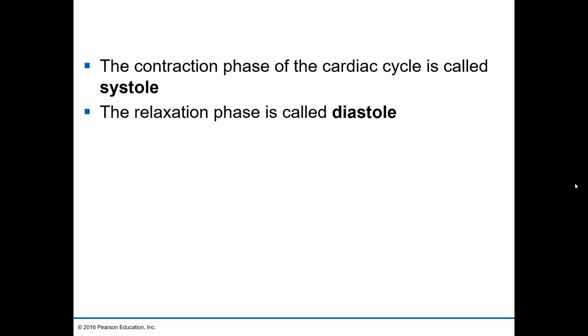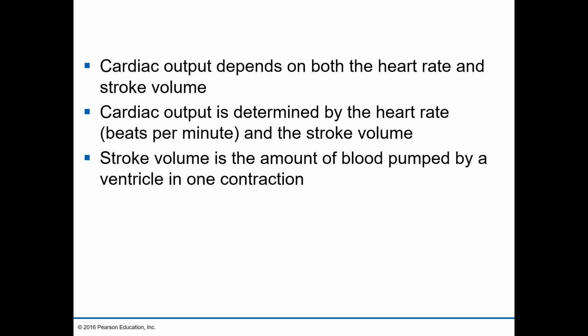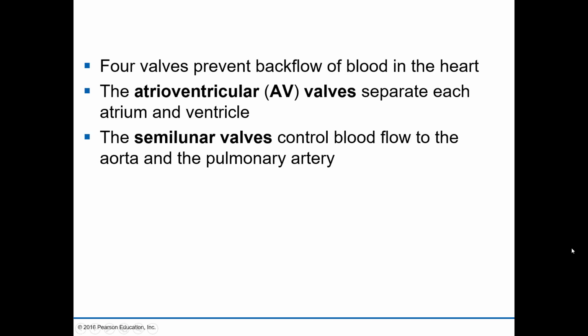The contraction phase of the cycle is called the systole. So when the heart squeezes, it's the systole cycle, and when it relaxes, it's the diastole cycle. Cardiac output depends on both the heart rate and the stroke volume. So it's determined by your heart rate, your beats per minute. And the stroke volume is the amount of blood pumped by a ventricle in one contraction.